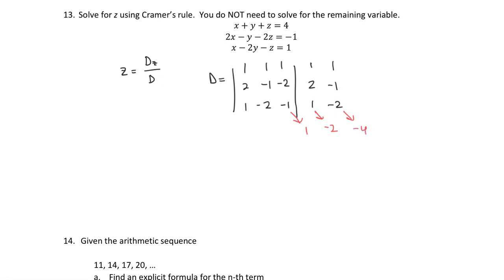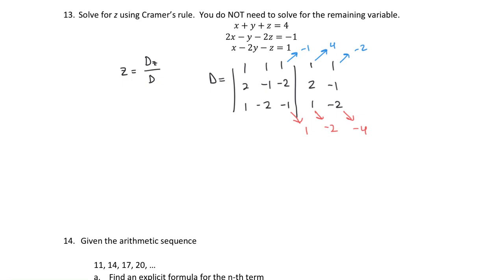So now I'm going to multiply these 3 diagonals, going from the bottom left now to the top right. The first one here is negative 1. It's negative 2 times negative 2, that's positive 4. This one's going to be negative 2.